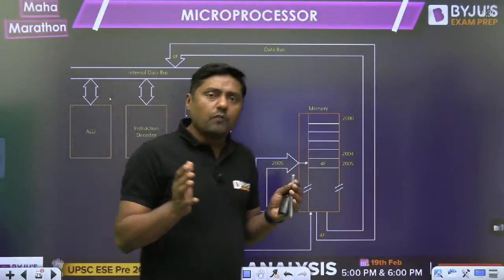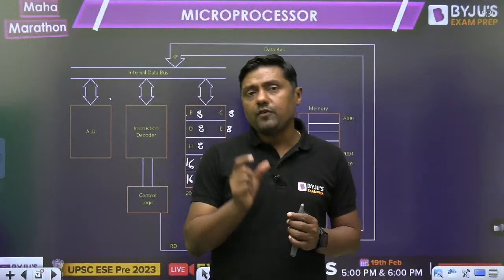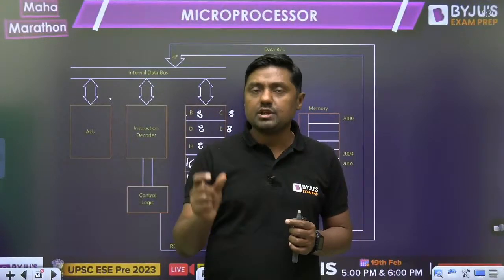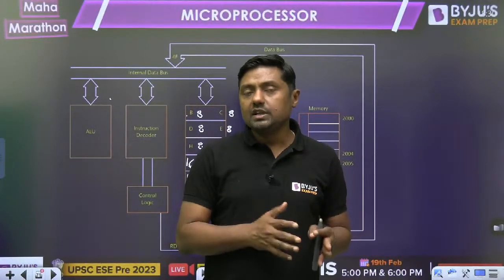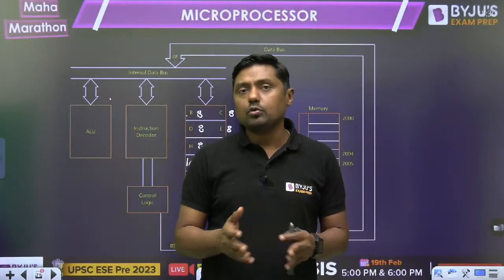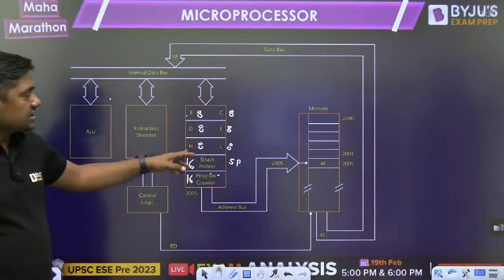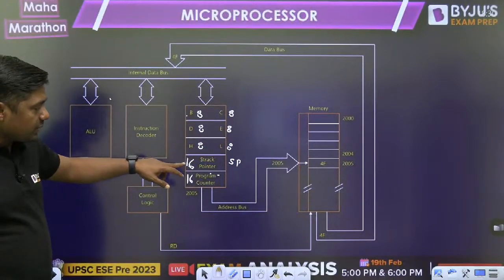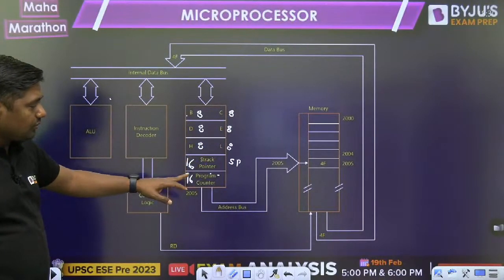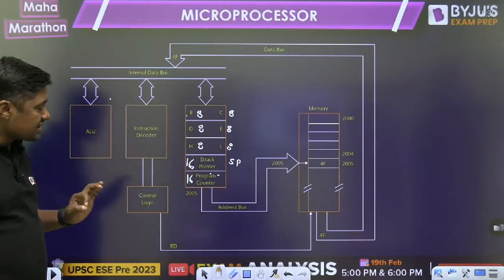Register means what? Group of flip-flops. And it is a group of 8 flip-flops. So B 8 flip-flops, C 8 flip-flops, total 16. D 8 flip-flops, E 8 flip-flops, total 16. And then similarly, HL 16, 8 plus 8, 16. In a stack pointer, there will be 16. In program counter, there will be 16.